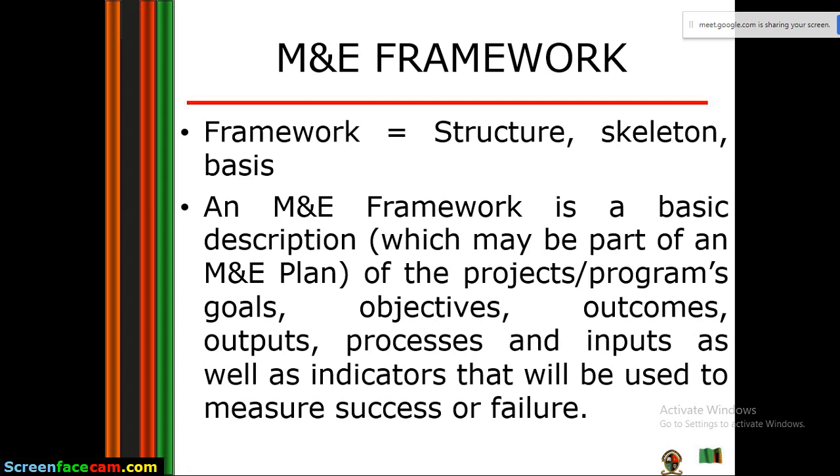We are doing the planning, so we need to assume that if we do this activity, we are likely to get this. Then you need also to tell us what your outputs are. You need to tell us what your processes are. The word processes here is equivalent to activities. So when we talk of the process in monitoring and evaluation, it means we are talking about activities. Then you're also going to tell us the inputs.